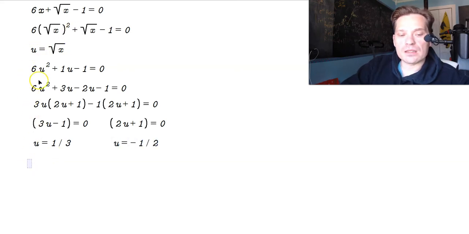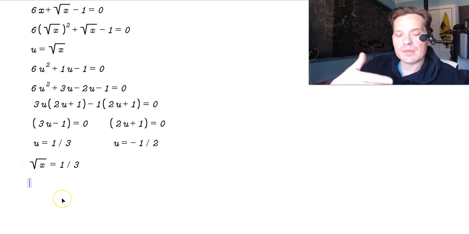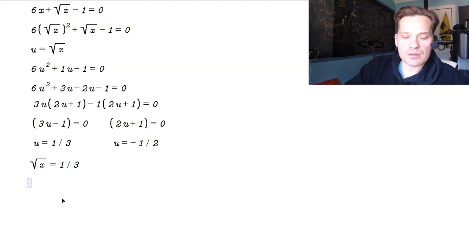Now notice that u was set originally to be the root of x, so you can say the root of x is equal to 1/3. This can be solved for x, the root of x, that is, just square both sides, so like this. So the root of x squared, so that means on the left side here you just have x, on the right side you have now 1/9.